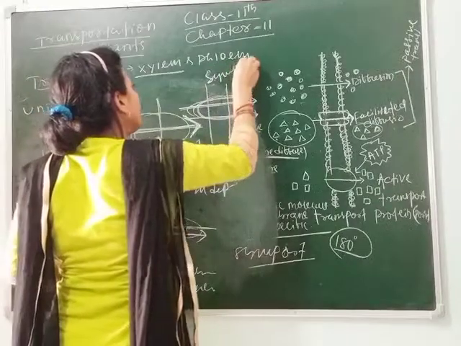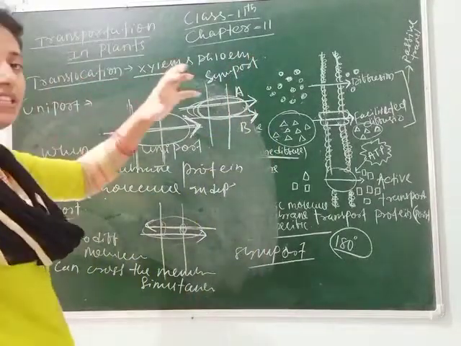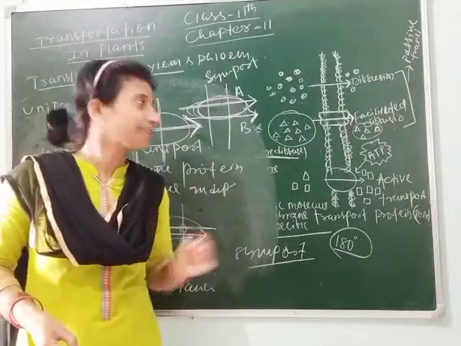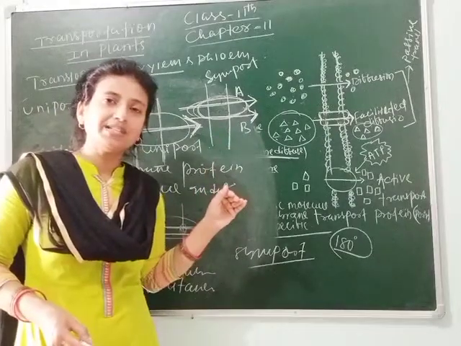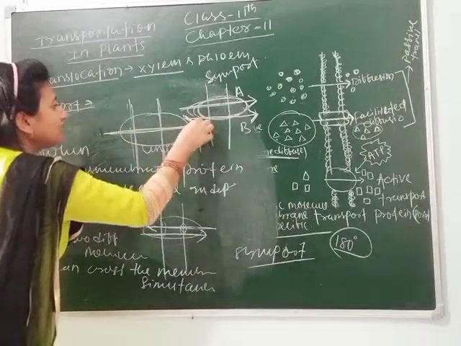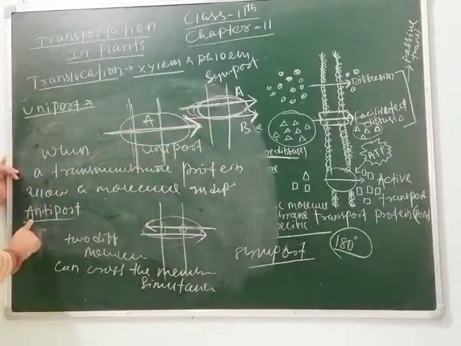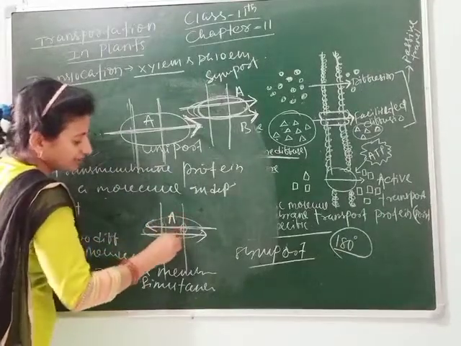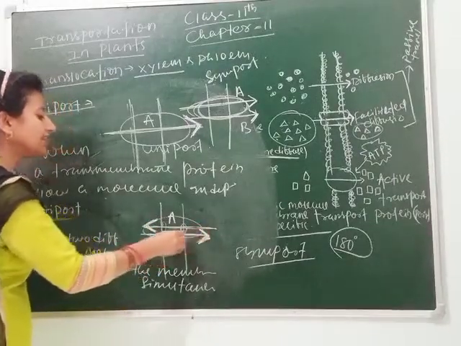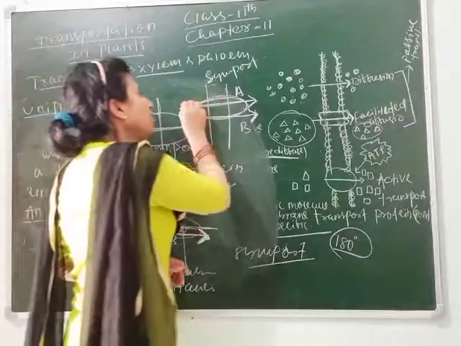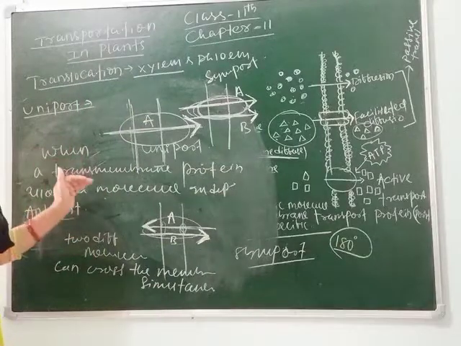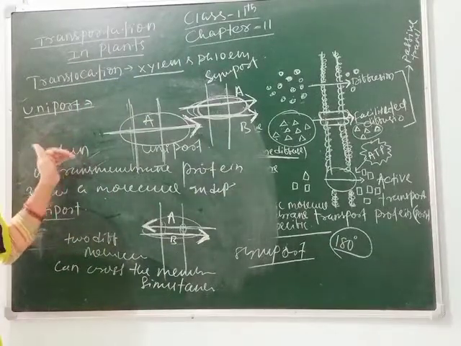So in facilitated diffusion, we see that special membrane proteins are required, which are called aquaporins or transport proteins, and they are of three types. One is uniport, when movement occurs in only one direction. Suppose this is A. Antiport means the two molecules move in different directions, one in this direction and another in this direction. And in symport, both molecules cross the membrane in the same direction. Clear? So for today, this is all about facilitated diffusion. We will study active transport next.